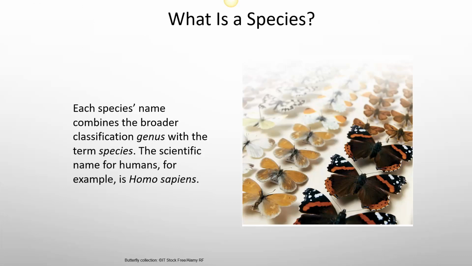So what is a species? A species is a group of interbreeding individuals. In order for two organisms to be members of the same species, they have to be able to successfully produce offspring, and the offspring have to be viable. Each species name combines the broader classification genus with the term species. The scientific name for humans, for example, is Homo sapiens. Homo is the genus name, sapiens is the species name.